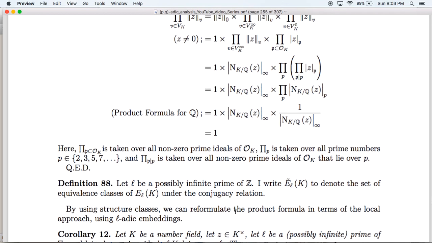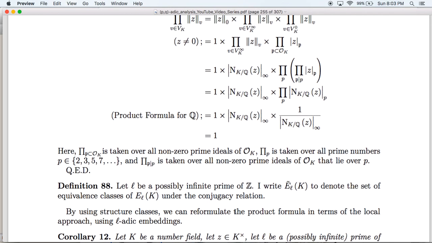So now, just to give an even clearer statement of the lemma, as introduced in notation, E_L(K), remember, is the set of all embeddings of K into Q_L bar. We saw that those embeddings will be equivalent to one another if and only if you can get one from another by post-composing by a field automorphism that leaves Q_L fixed. So I'm going to write E_L(K) twiddle to be the set of equivalence classes of the L-adic embedding space under the conjugacy relation.